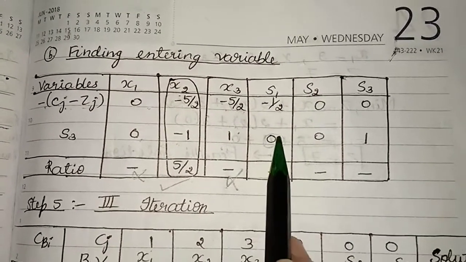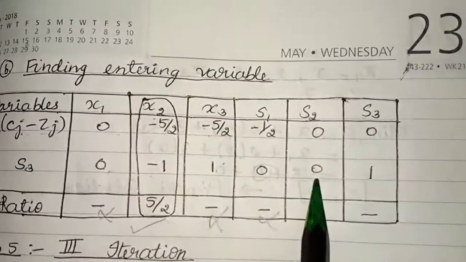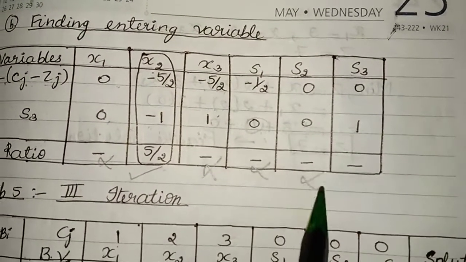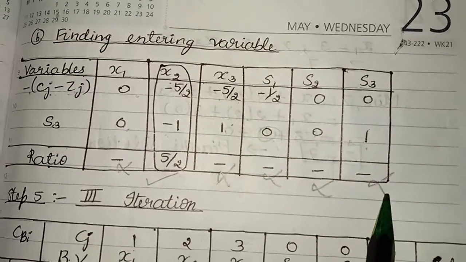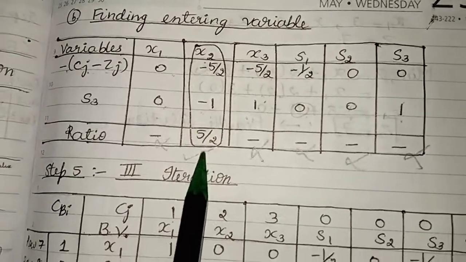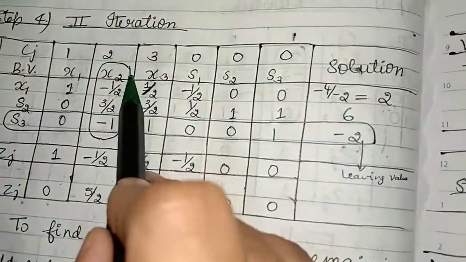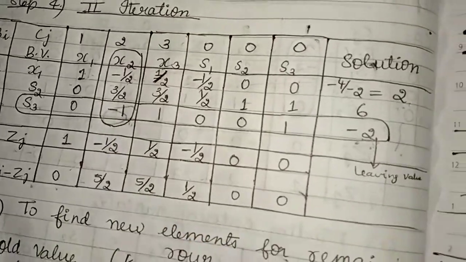Next, divide by 0, so 0 in the denominator, so again neglect. Here again 0 in the denominator, so neglect. Here again a positive number in the denominator, so just neglect it. Okay, so you get only one value, that is 5 by 2, so that will be your key column, that is x2. So here x2 is the key column and -1 is the pivot element or key element.